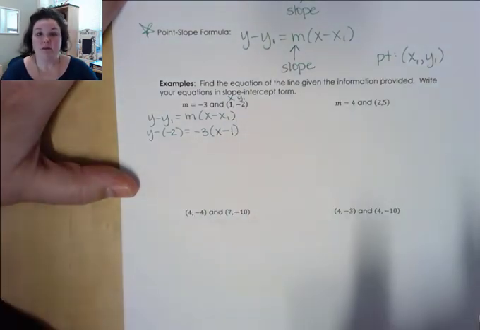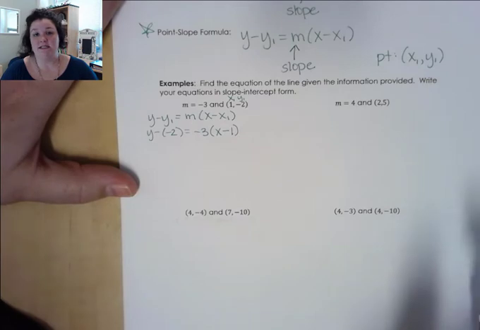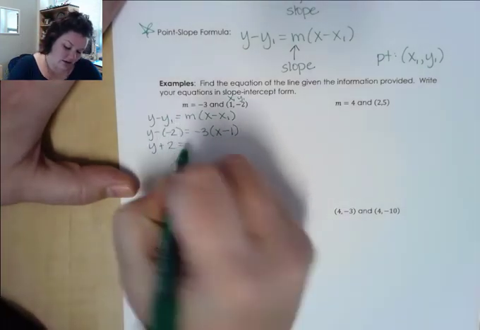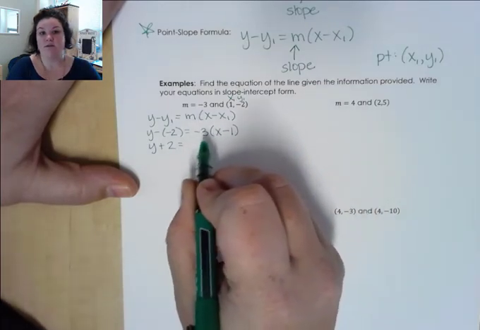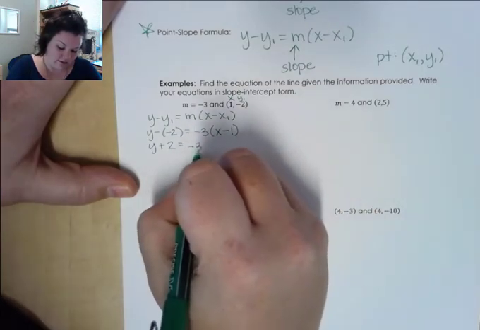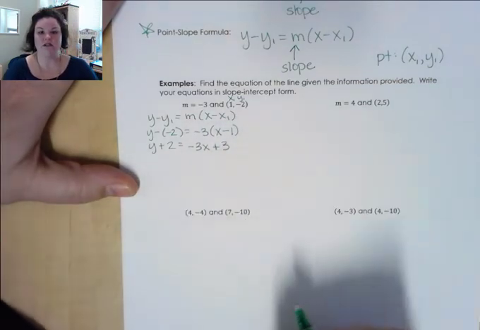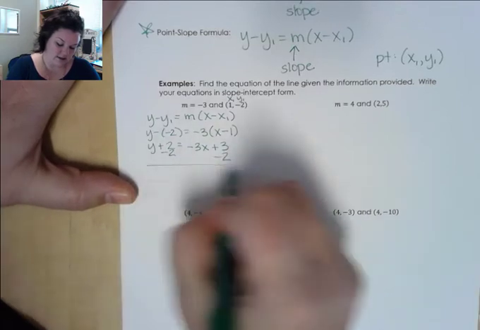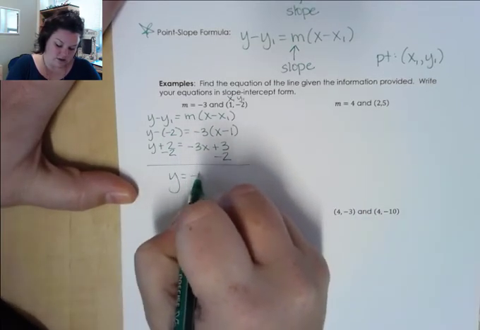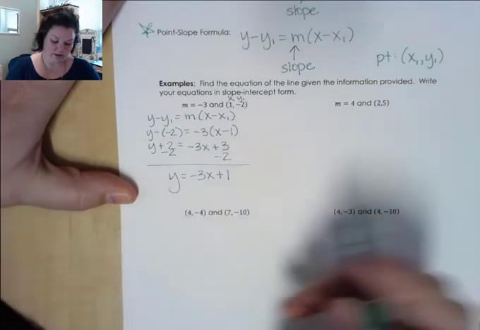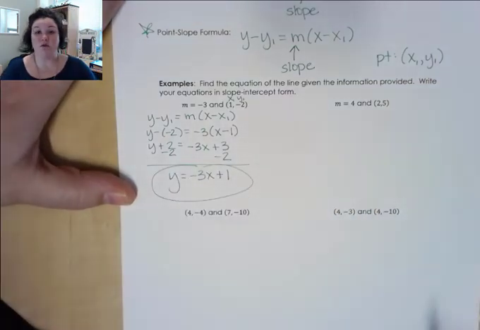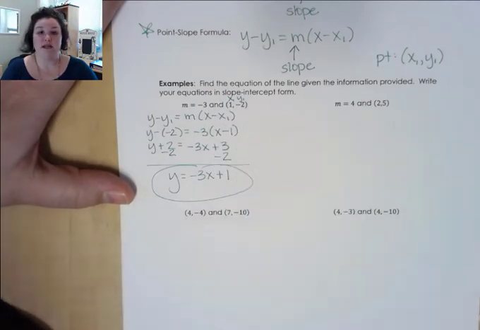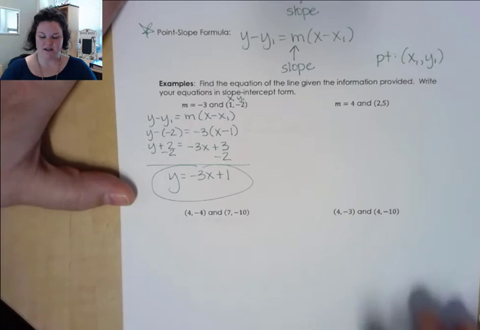Once we get everything plugged in, now all we have to do is simplify and solve for y. My double negatives here become positive, and on this side, I'm going to distribute my -3. So I have -3x plus 3 when I distribute, and now I just need to move that 2 to the other side by subtracting. I end up with y is equal to -3x plus 1. This is the slope-intercept form of the line that has a slope of -3 and goes through the point (1, -2).